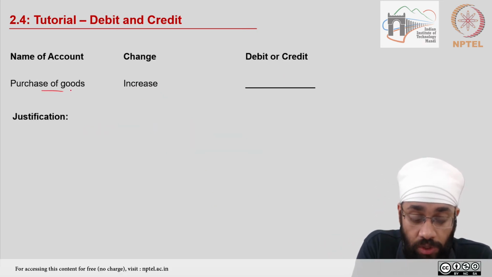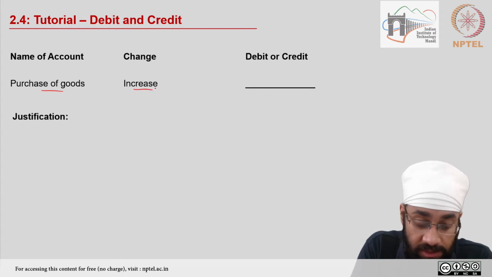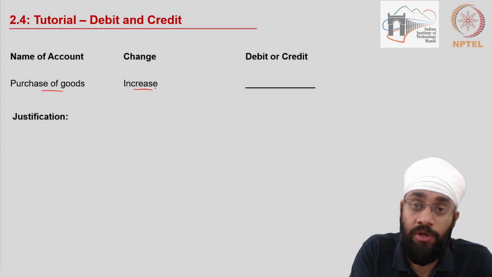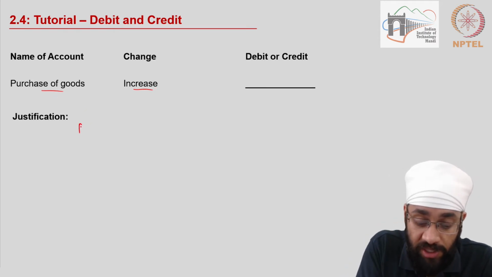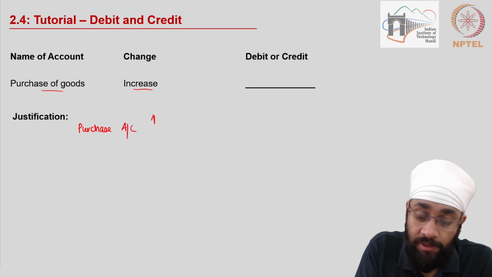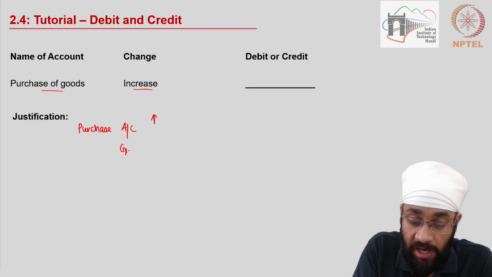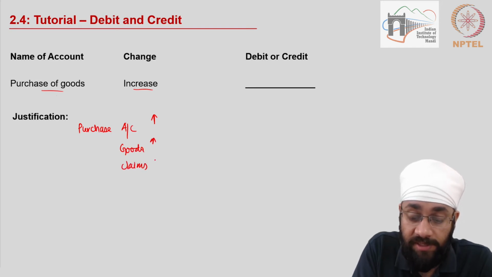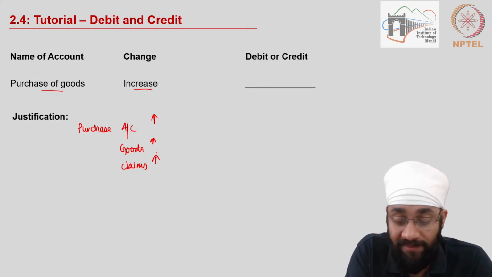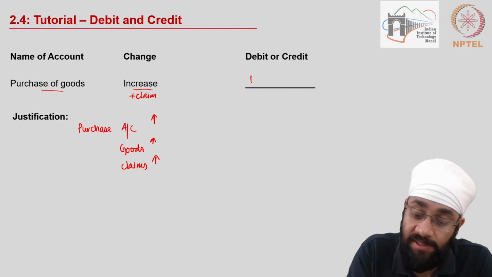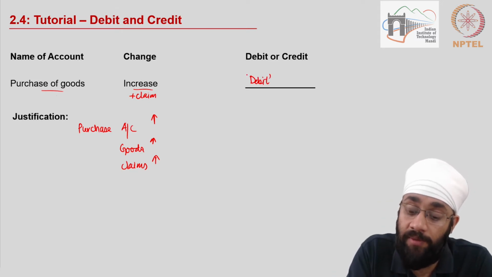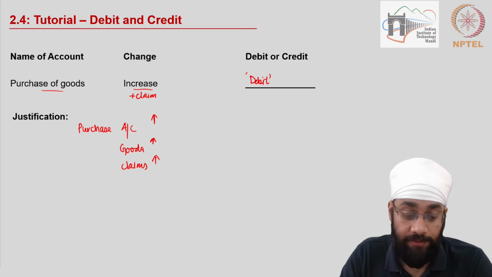Then you have purchase of goods, which is increasing. So you are purchasing the goods. More goods are coming in. So you have the purchase account, which is going up because goods are coming in. So goods are going up, which means claims of business on these goods is going up. So I'm going to write plus claims, which means an increase in the claims of business, which is represented by the word debit, and you're done.